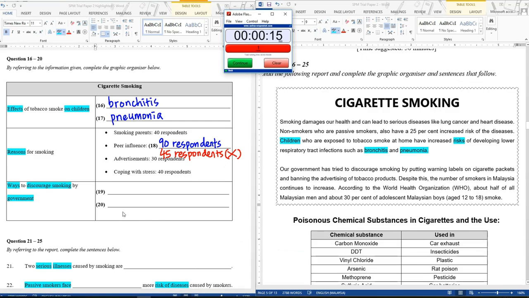Moving on to question 19 and 20. So the keywords that you highlighted in the questions are ways to discourage smoking by the government. So I'm going to give you another 15 seconds. Please read the text again and try to find the same keywords that you see here, which is ways to discourage smoking by the government. Alright, so 15 seconds starting now.